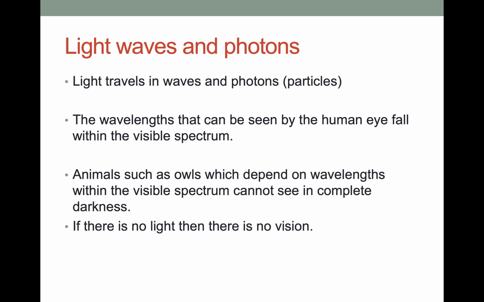Light travels in waves and photons. Photons are often referred to as particles. The wavelengths that can be seen by the human eye fall within the visible spectrum. Animals such as owls, which depend on wavelengths within the visible spectrum, cannot see in complete darkness. We need wavelengths of light which fall within the visible spectrum to be able to see. If there is no light, there is no vision.